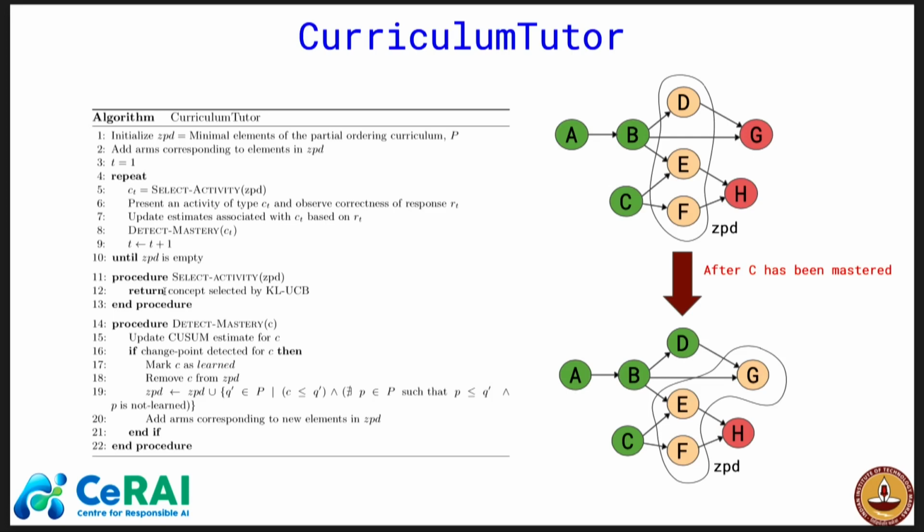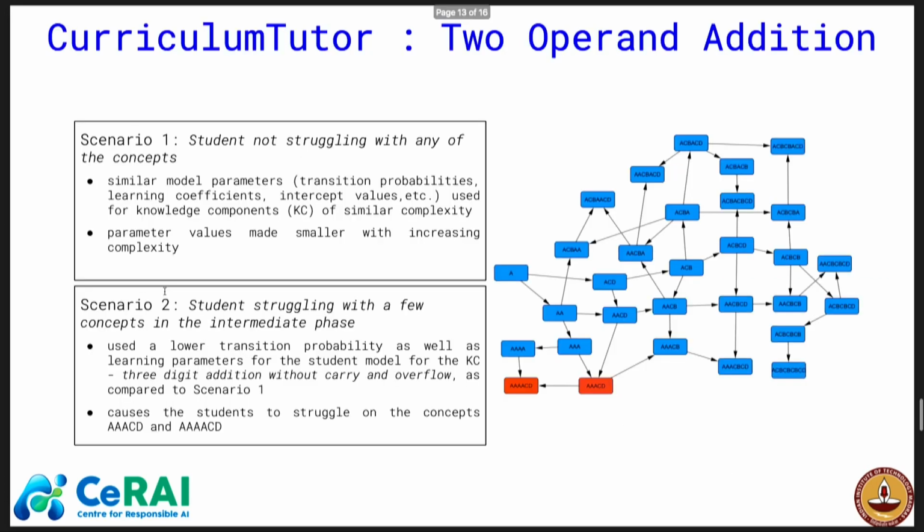Right, and then the algorithm itself, as I said, has two parts. One is the multi-arm bandits algorithm, which figures out which concept is being learned faster, and then there's a change point detection algorithm, which figures out that, okay, if a concept is mastered, then you have to move on to the next concept. And then we tested it out on what is known as two-operand addition.